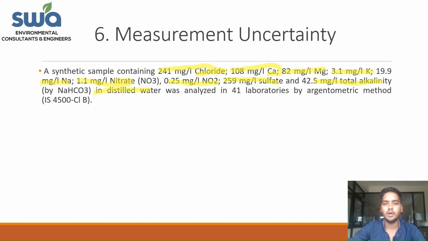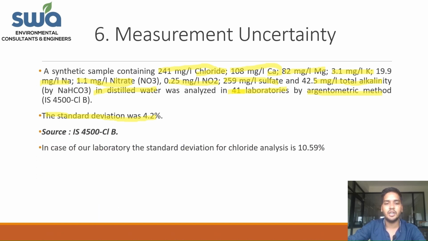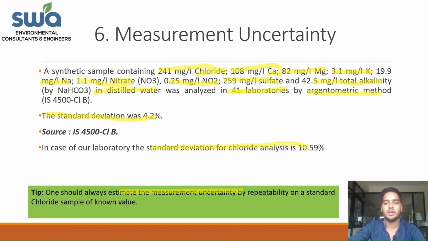Everything was dissolved in distilled water and analyzed by 41 different laboratories by the method IS 4500 B, which is the argentometric method. The standard deviation recorded was 4.2% for all these 41 laboratories. In the case of our laboratory, the standard deviation is 10.59% for chloride. One should estimate the measurement uncertainty by repeatability on a standard chloride sample of known value. So this was it about measurement uncertainty.